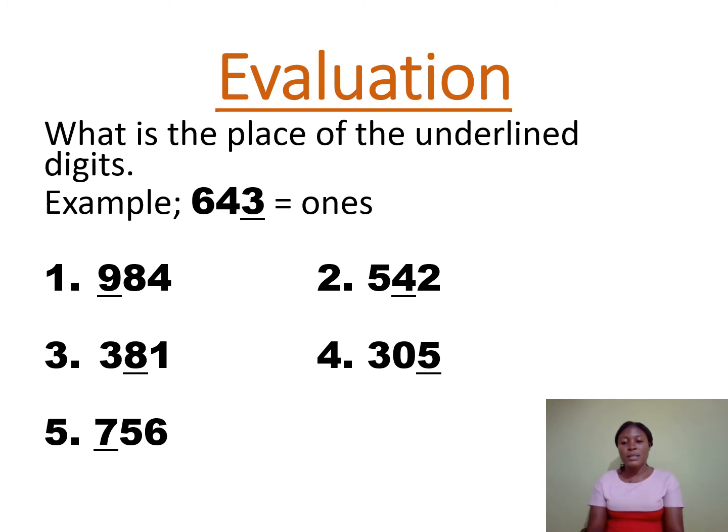So without wasting much time, I want you to try your hands on these numbers. 1, we have 984 with the underlying number to be 9. 2, we have 542 with the underlying number to be 4. 3, we have 381 with the underlying number to be 8. 4, we have 305 and the underlying number is 5. Last but not the least, number 5, we have 756 and the underlying number is 7. Try your hands on this.